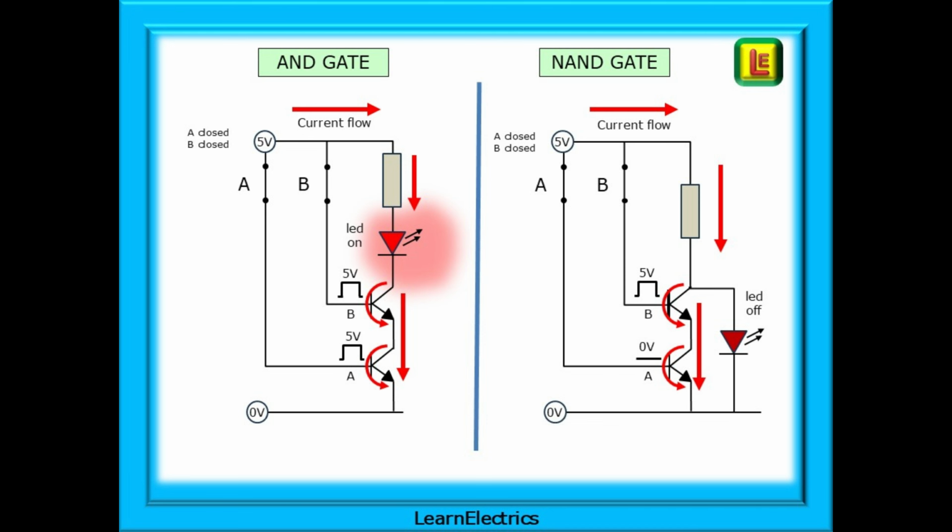A equals 1, B equals 1, and Q equals 1, as per the AND truth table. The NAND gate also has both transistors turned on. This creates a low resistance path to ground.